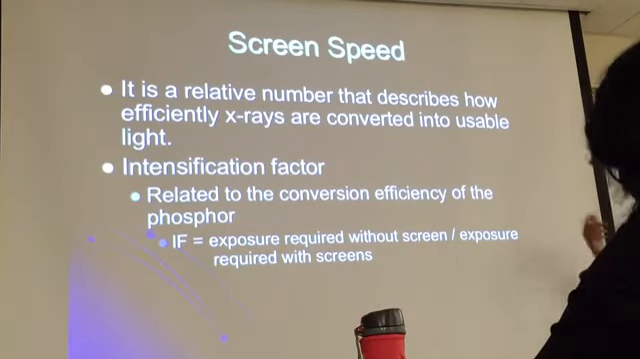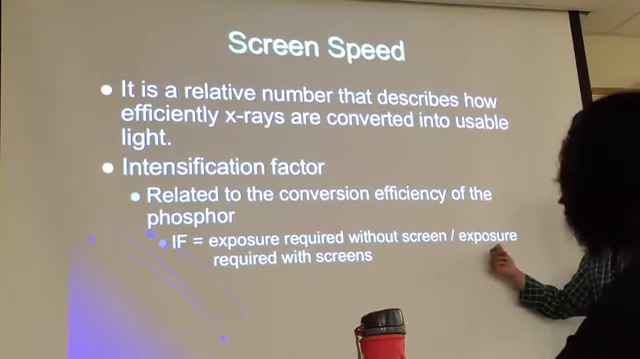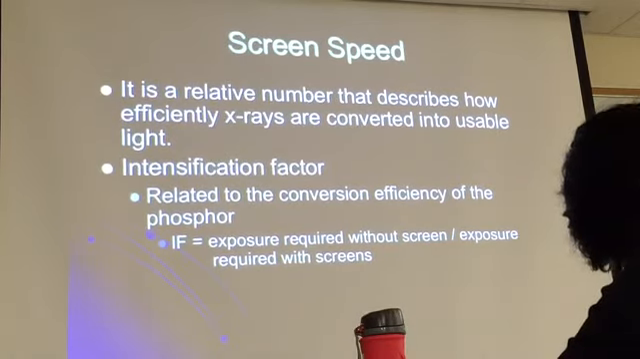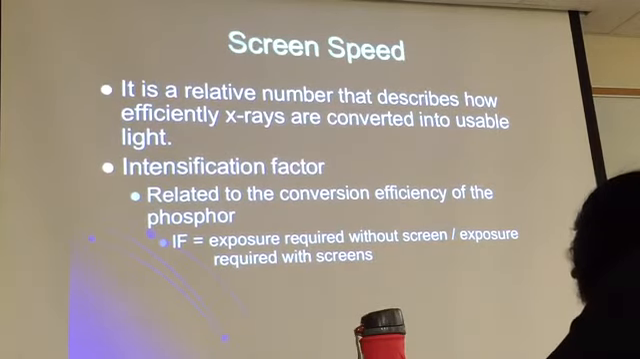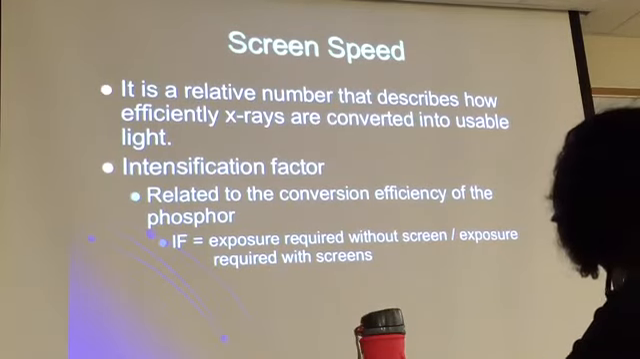Then you do the same, but this time instead of just plain film, you use an intensifying screen and film and measure how much was required to make the same exposure. This number, once again, will be a lot higher than the other one, because the purpose of the screen is to minimize patient exposure. And that's how you get the intensification factor.